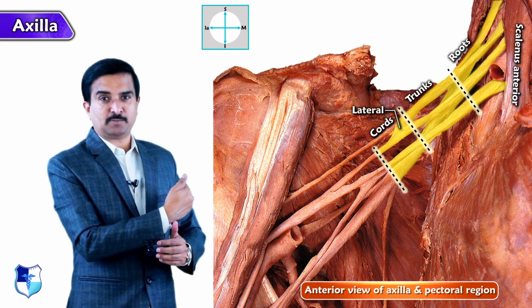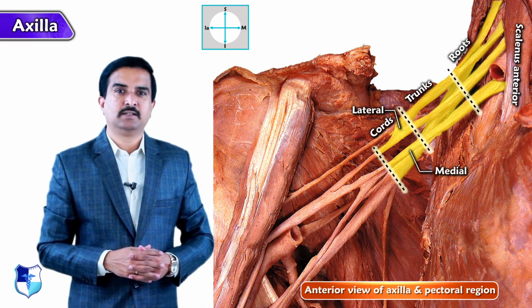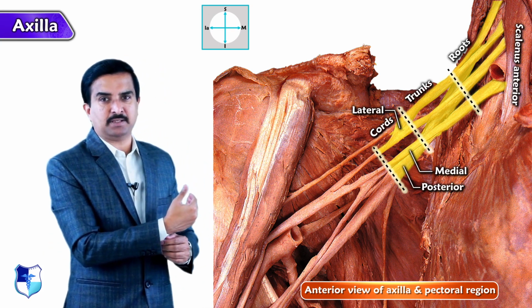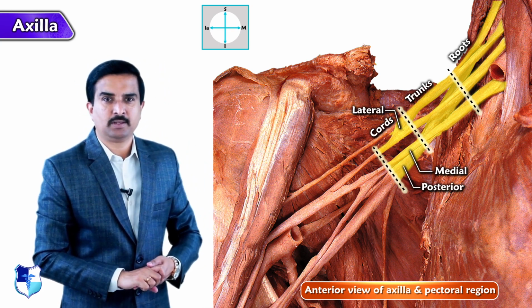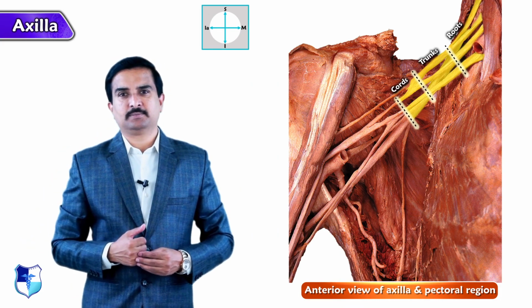The lateral cord is present on the lateral aspect and the medial one is present on the medial aspect. So the thicker one is the posterior cord, which is overlapped by the medial cord. And some prominent branches of these cords are also observed.